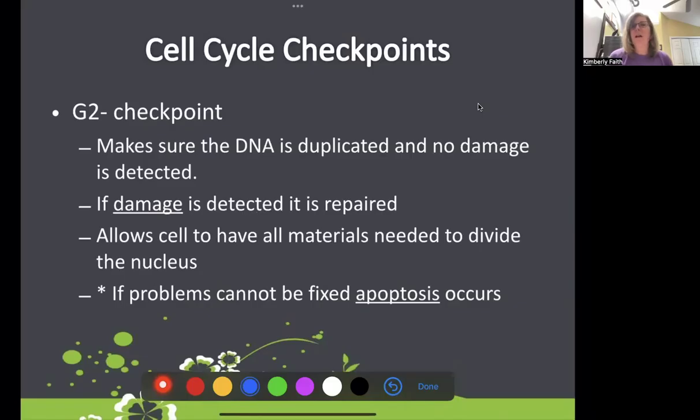G2, we have a checkpoint. Make sure that the DNA is duplicated with no damage. If damage is detected, it is repaired. Again, if it can't be fixed, we undergo apoptosis.